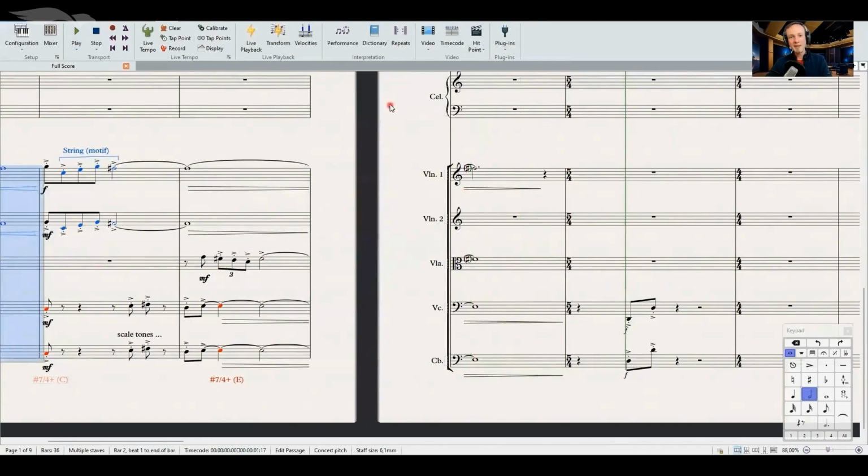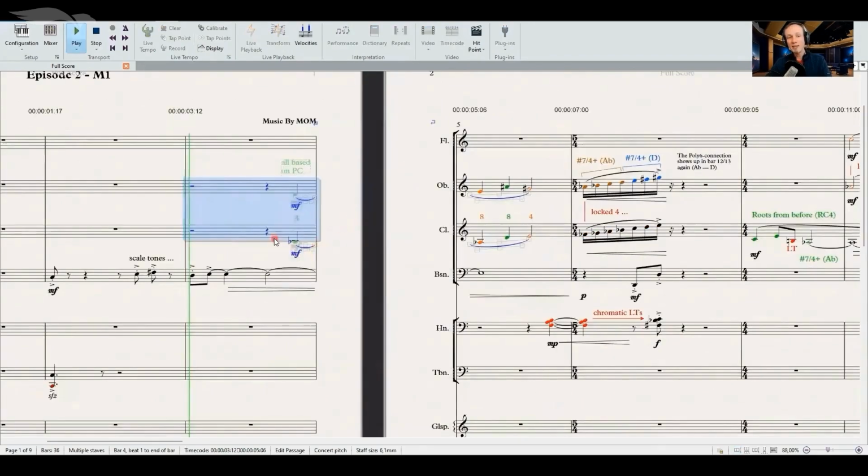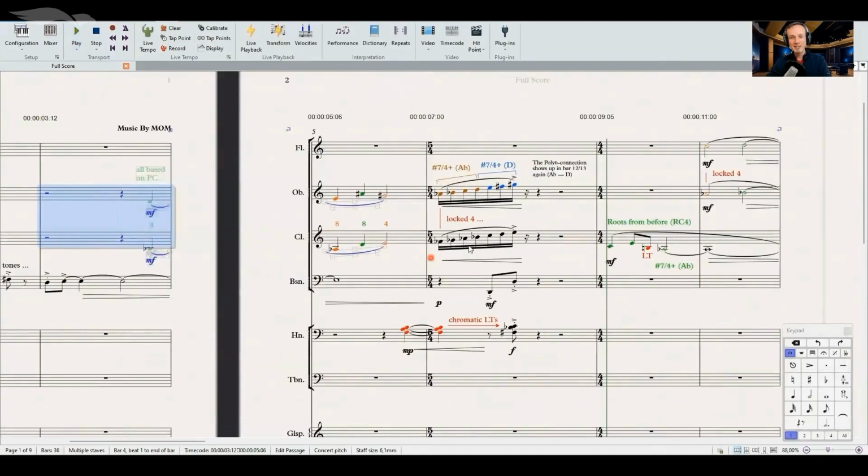And while this fades out, guess what is happening right there in the woodwinds? The oboe and the clarinet in particular. Yeah, that is this little run right there, all based on the Poly 6 connection.